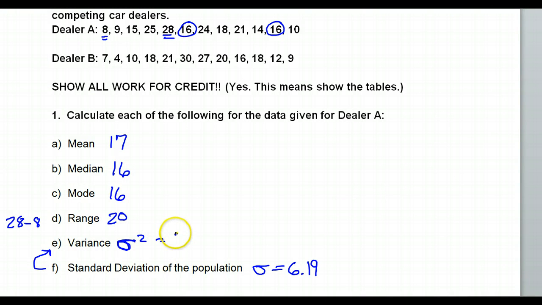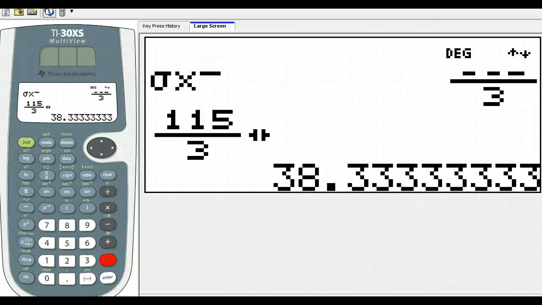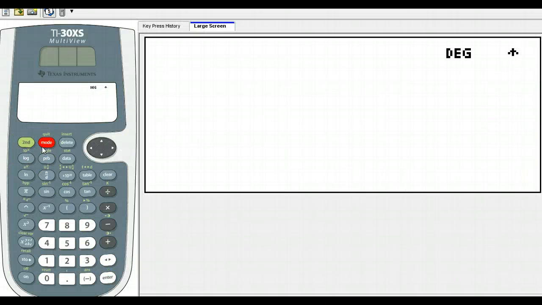So the variance is 38.33. So understand that we got the standard deviation first, and then we used that to find the variance. Out of curiosity, I want to see how close it is if we do 6.19 and just square that.